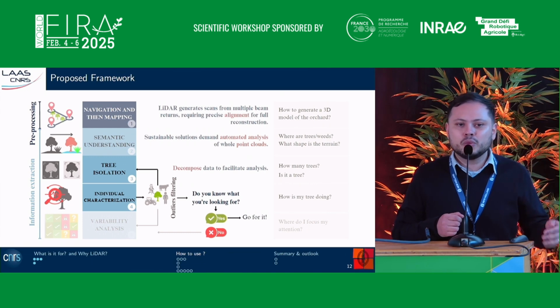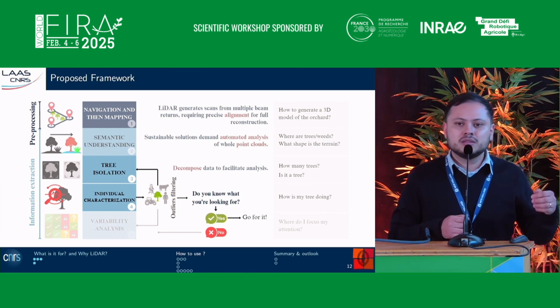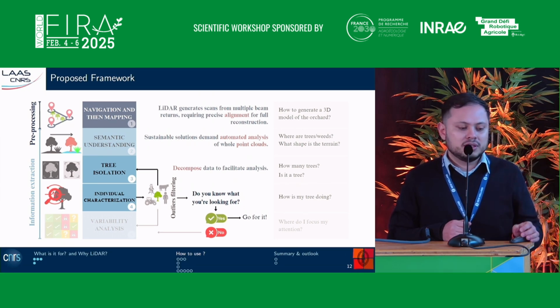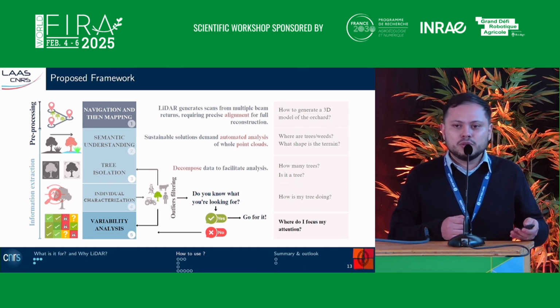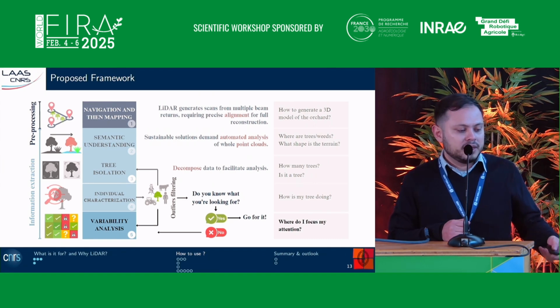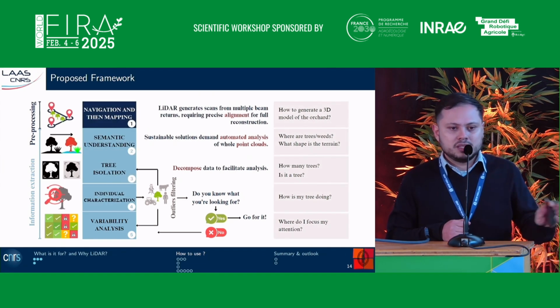If we know what we are looking for, if we are interested in determining some phenotyping analysis or some key agricultural decision, well, we can do it. In other cases, we can apply some variability analysis to know where to focus our attention. That's the sample that I would like to present today. And this is the simple proposed five-step framework.